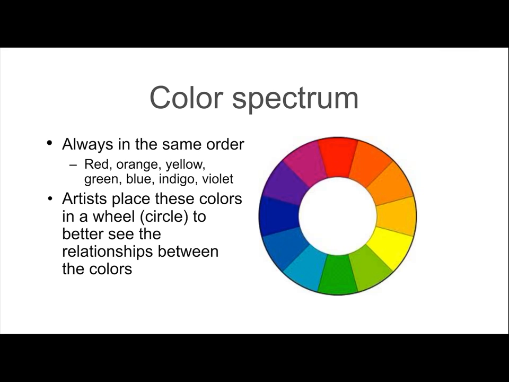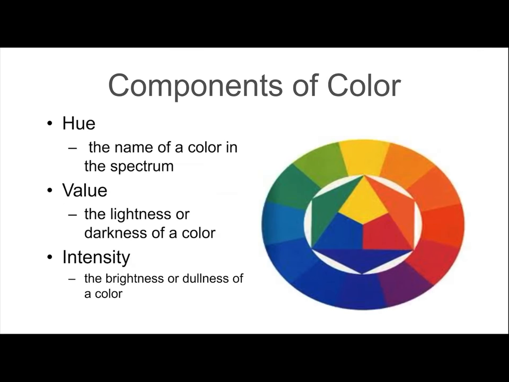Artists place these colors in a wheel or circle to better see the relationships between these colors. And then we have a few extra colors that we add in between some of the colors in the rainbow. If we talk specifically about colors, colors have 3 separate components, and we will work with each of these components separately as we begin to learn how to paint.